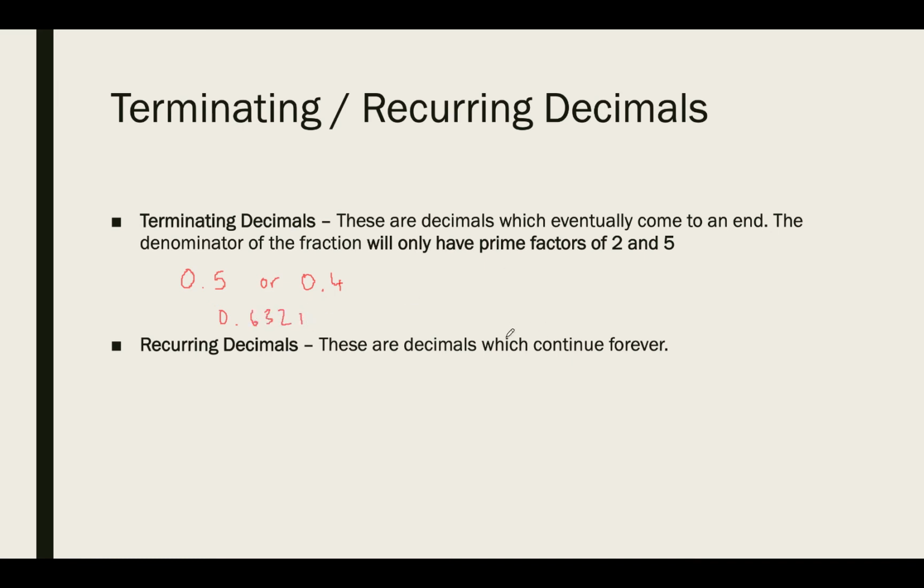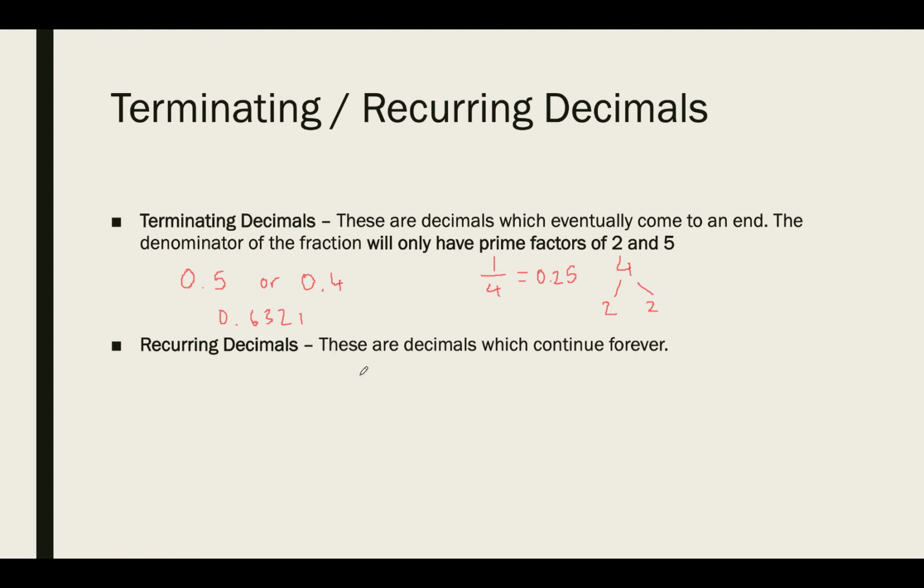You can tell when a fraction will become a terminating decimal because the denominator part of the fraction will only have prime factors of 2 and 5. So for example, if we have a look at 1 over 4, if we split 4 into its prime factors, we get 2 and 2. And 1 over 4 actually equals 0.25, so it is terminating.